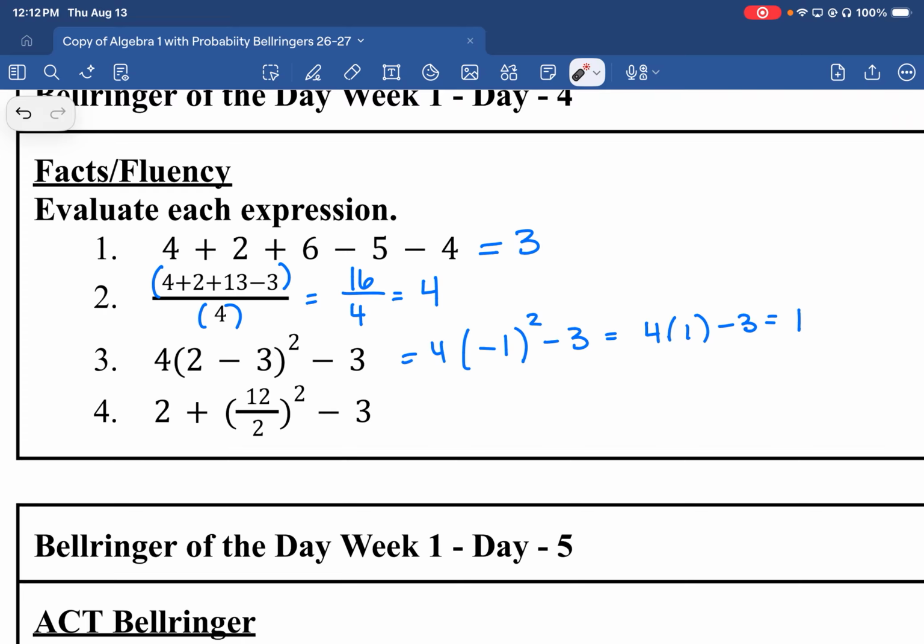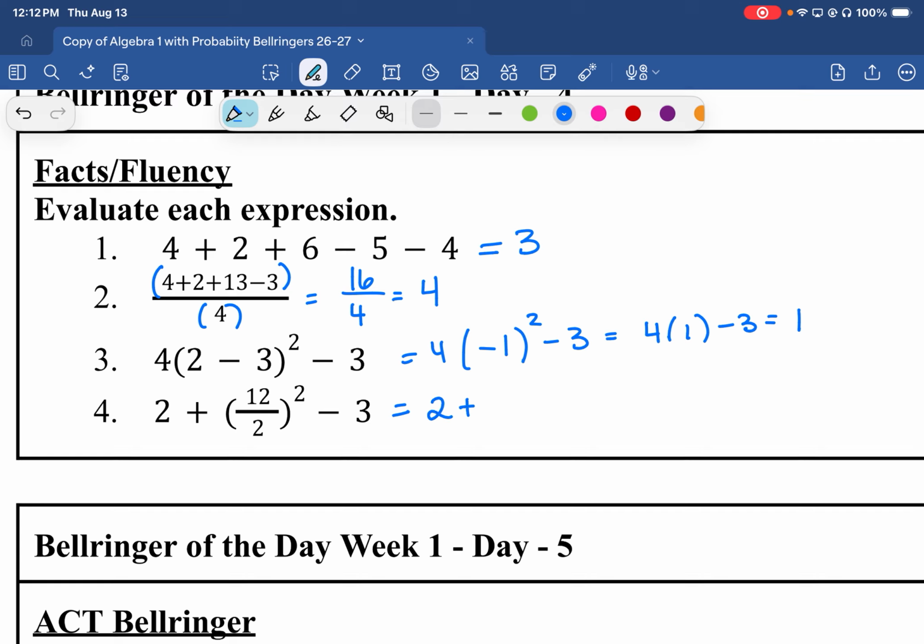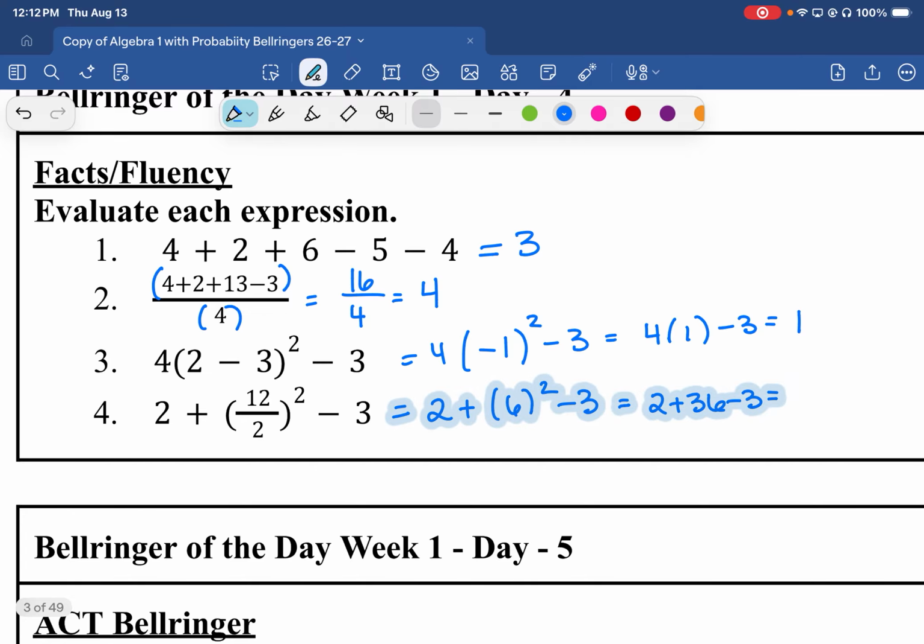All right, for number 4, what do I do first on number 4? Okay, so what is inside that parentheses going to be? So we have 2 plus 6 squared minus 3. Now what do I do? What is 6 squared? 36. So we have 2 plus 36 minus 3. What is 2 plus 36? 38. What is 38 minus 3? 35. So that is our answer.